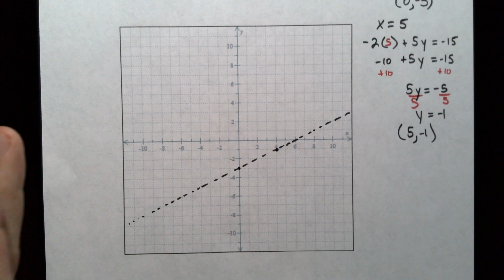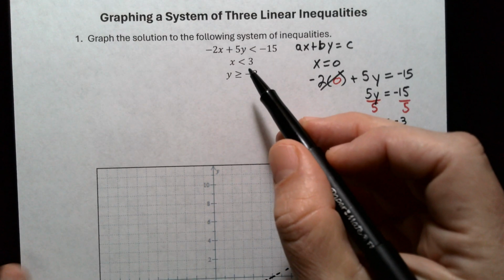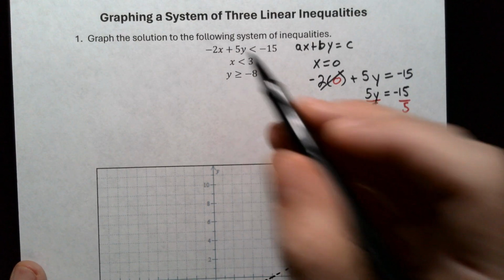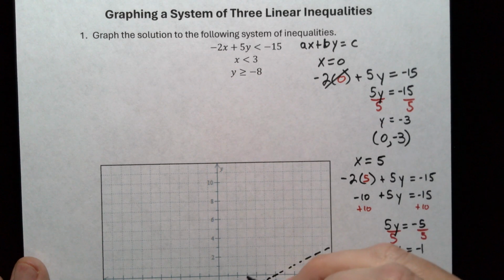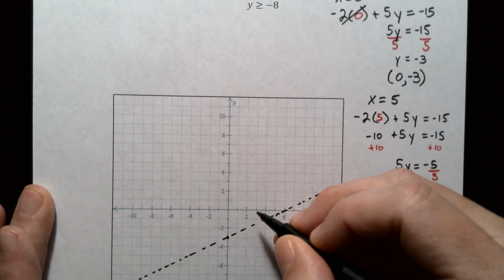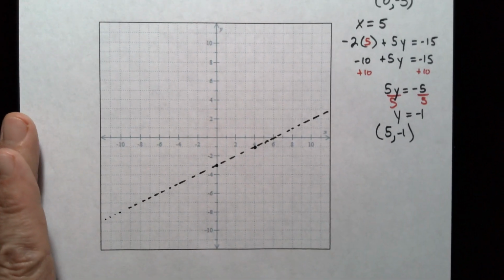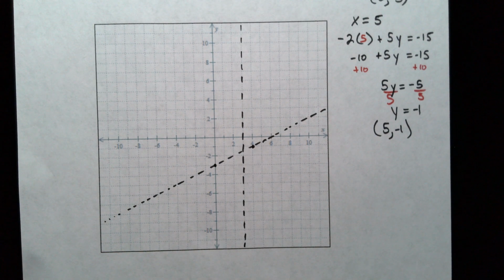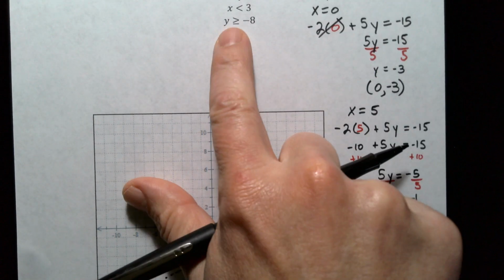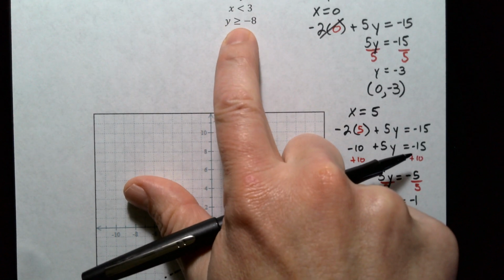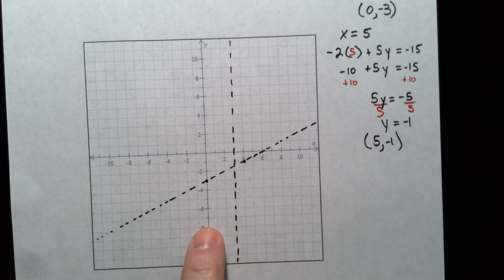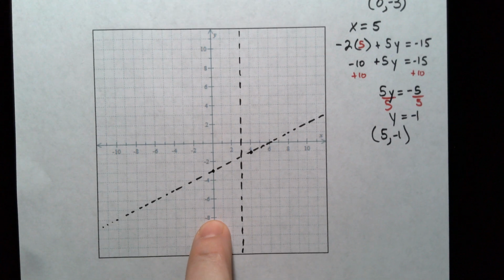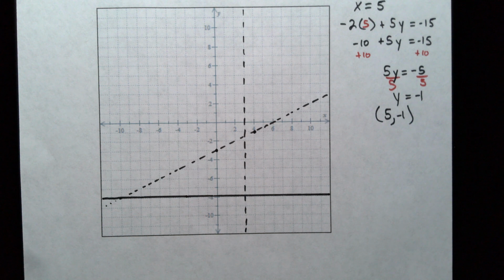Now I'm going to graph the other two. So I have x is less than 3. This is going to be a vertical line that goes through 3, right here on the x-axis, and this is also going to be a dotted line. So let's graph that. Okay, there's that. And now we have one more, y greater than or equal to negative 8. That's going to be a solid line that goes through negative 8 on the y-axis, which is right here. So I'm going to put a solid line going horizontal. Okay, there's that one.